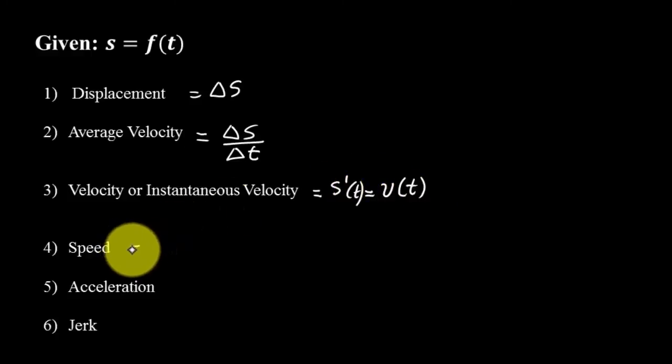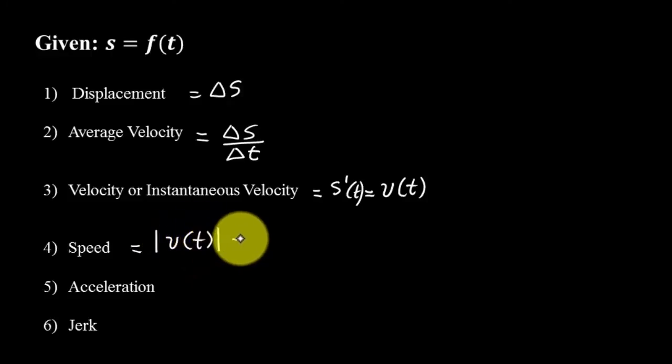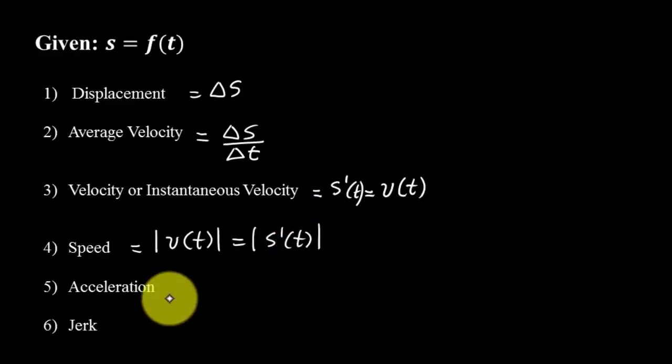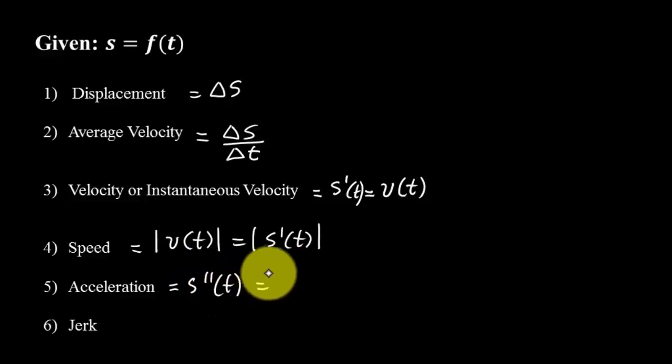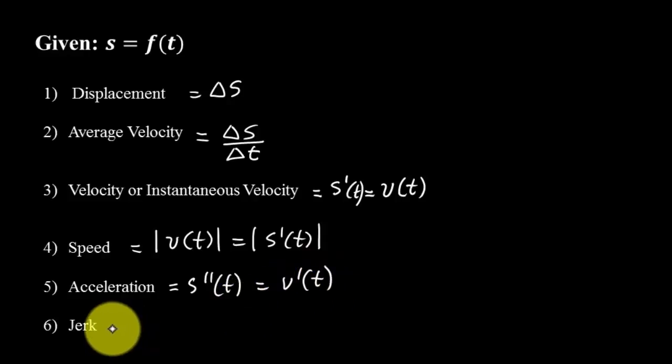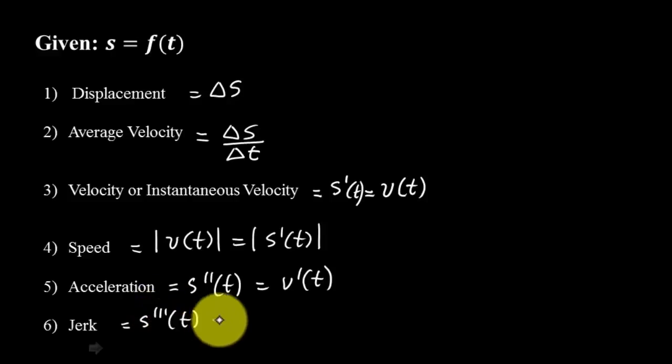And what is the speed? It's just the absolute value of v of t, which is the same as the absolute value of the first derivative. Acceleration is the second derivative of s, which is the same as the first derivative of the velocity function. And then jerk is just the first derivative of the acceleration, so that's equal to the third derivative, or the second derivative of the velocity.